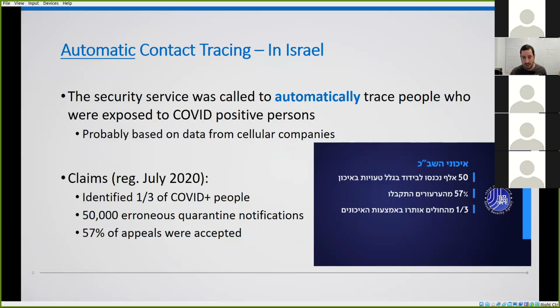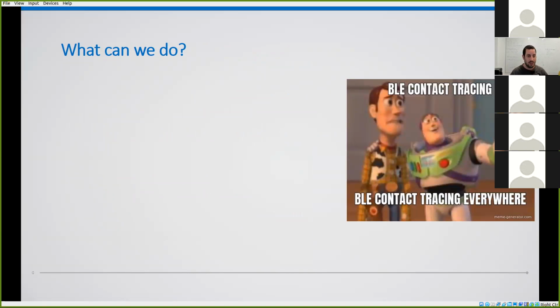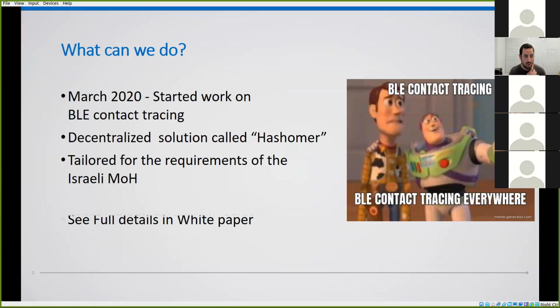So at that point in time, it was about March 2020. Me and Benny thought, what can we do about it? And we came to the same approach as a lot of people involved in cryptography around the world at that time, that Bluetooth contact tracing might be a nice solution. We talked with a lot of people that were involved in other similar approaches, and so we started to work on a Bluetooth Low Energy contact tracing scheme. And we came up with a decentralized solution called Ashomer.